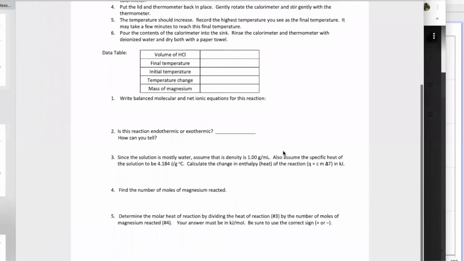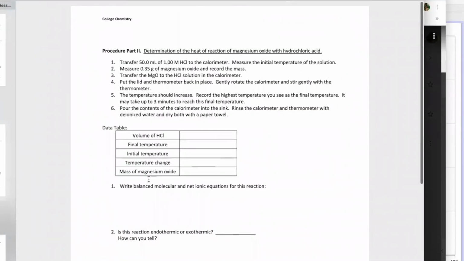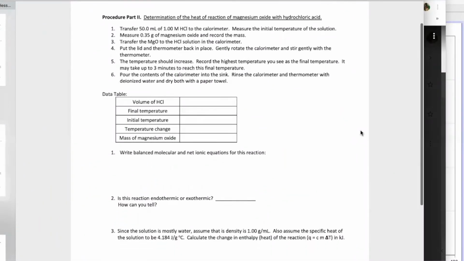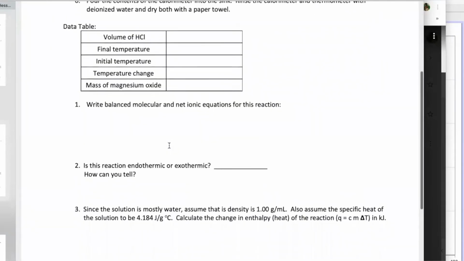So here we are on part 2. Let me flip to the second page. And again, I've already kind of gone through the procedure with you, and I have some data recorded. So let me go ahead and kind of write these numbers in, and then we're going to kind of walk through the calculations.